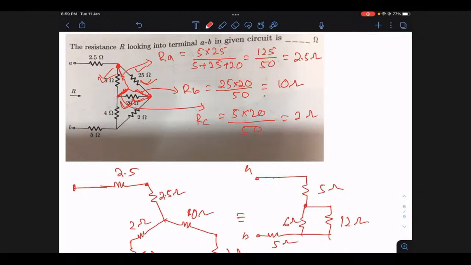Is this the GATE 23 batch? No, I'm doing this for GATE 22 only.